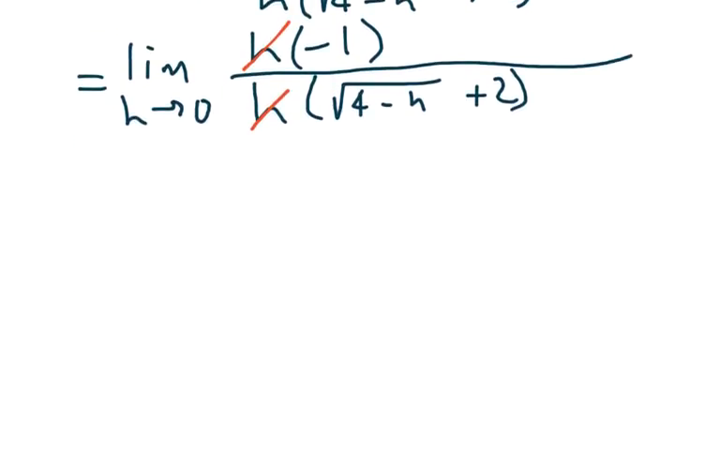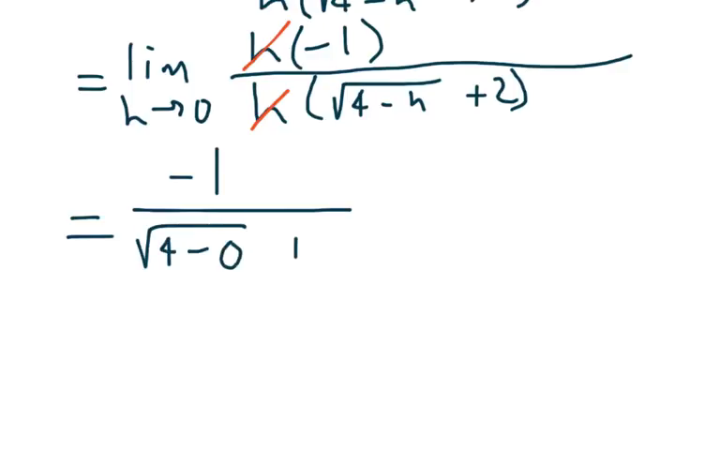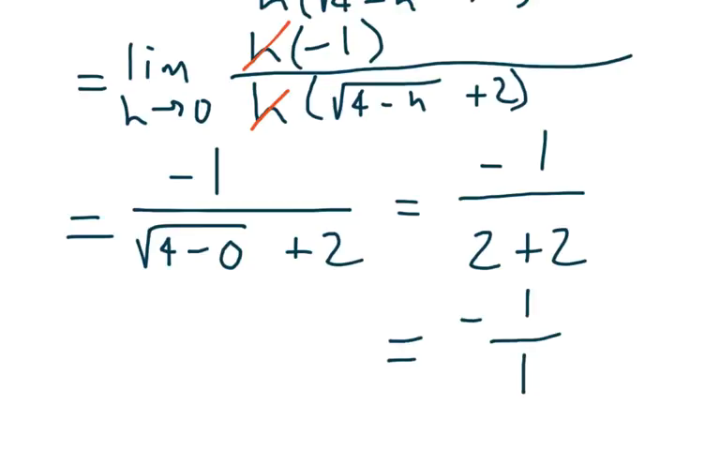Now, as h approaches 0, the numerator is approaching minus 1, and the denominator is approaching the square root of 4 minus 0 plus 2, which is minus 1 over 2 plus 2, which is minus 1/4.